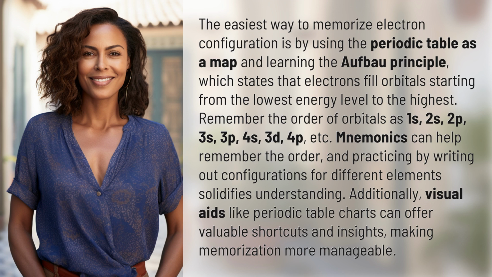Remember the order of orbitals as 1s, 2s, 2p, 3s, 3p, 4s, 3d, 4p, etc. Mnemonics can help remember the order, and practicing by writing out configurations for different elements solidifies understanding. Additionally, visual aids like periodic table charts can offer valuable shortcuts and insights, making memorization more manageable.